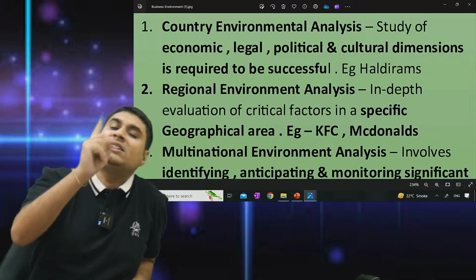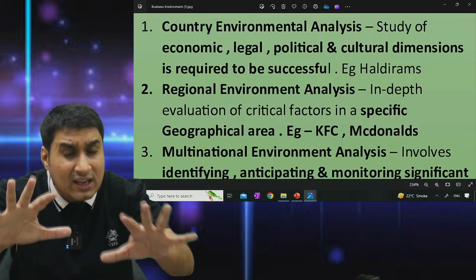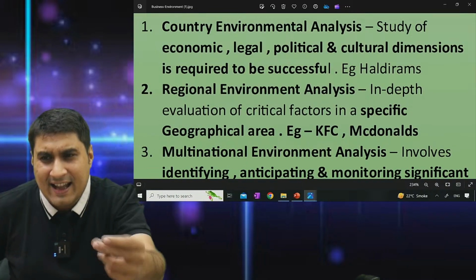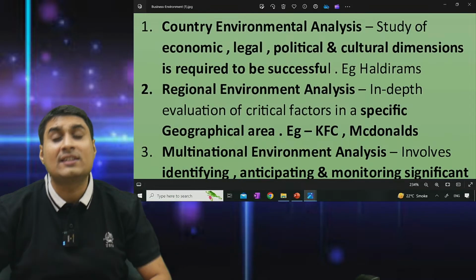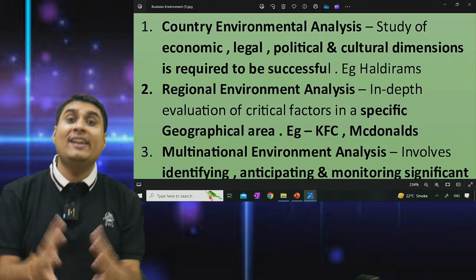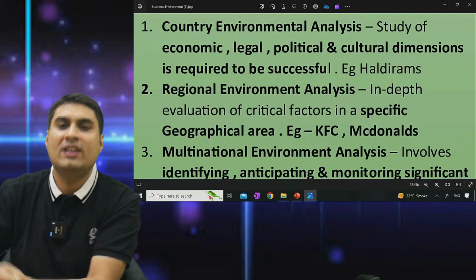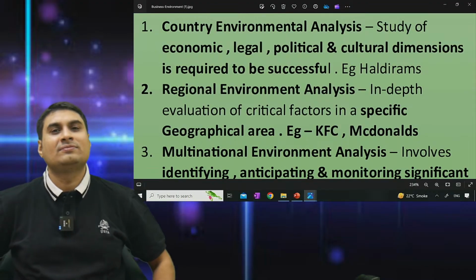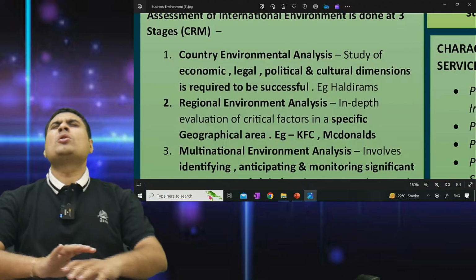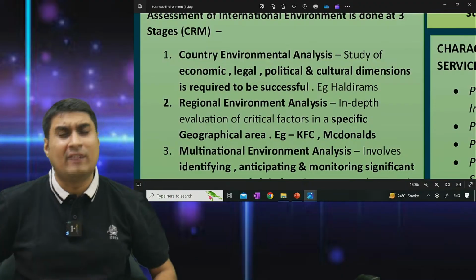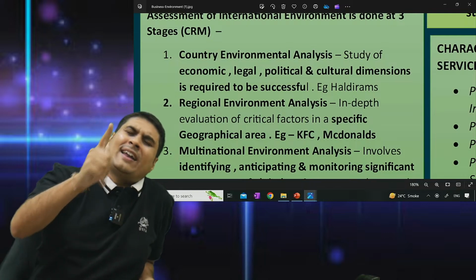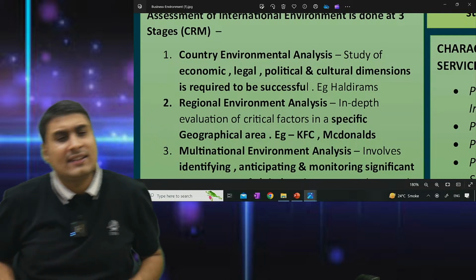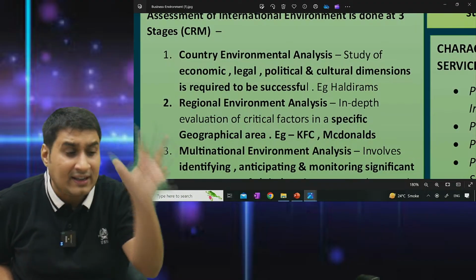Three. Number one, multinational environment analysis to see which country to go. Decided India. Now do the country environmental analysis. Okay. In India, what special things are there? Political, economic. Then regional. In India, see state wise. Every state has a different flavor. Okay. Very simple. When I want to do assessment of international environment: C, country environment analysis. R, regional environment analysis. M, multinational environment analysis.